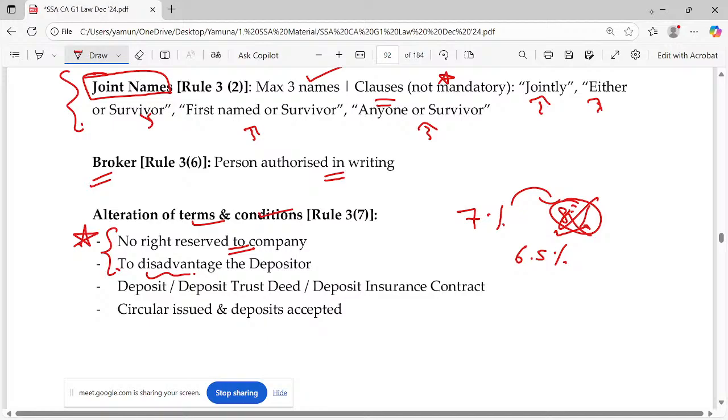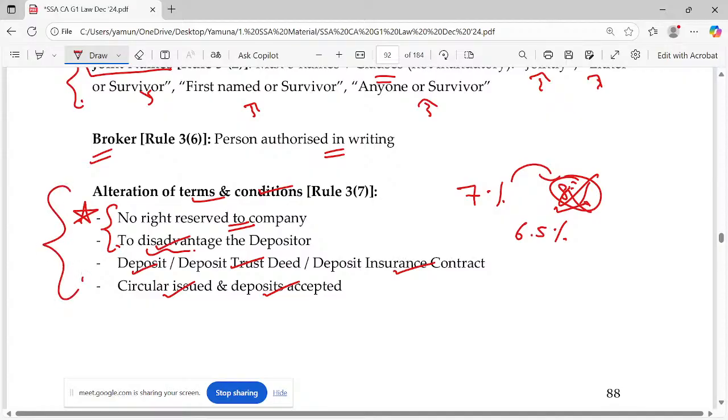Please club these two lines together: no rights reserved to the company if it is creating a disadvantage to the depositor. And you have to check what terms and variations are there in the deposit, deposit trust deed or deposit insurance contract. You should not create any disadvantages there. What is noted in the circular should be there in the rules also, so check with the circulars and the deposits accepted. This is quite important. It seems like a very simple one, but it is quite important. If possible, please try to remember this rule number also, and on the topic, data related, that's why.